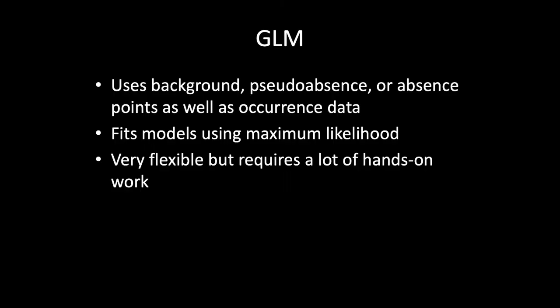Okay, so in species distribution modeling, the way we use GLMs, we typically use background, pseudo-absence, or absence points, as well as occurrence data. And this already sets it apart from BioClim and Domain that we just talked about, because with those methods, we just took our occurrence data and basically drew a shape around it in environment space. So those are climate envelope methods. They don't use background data at all, or absence or pseudo-absence data.